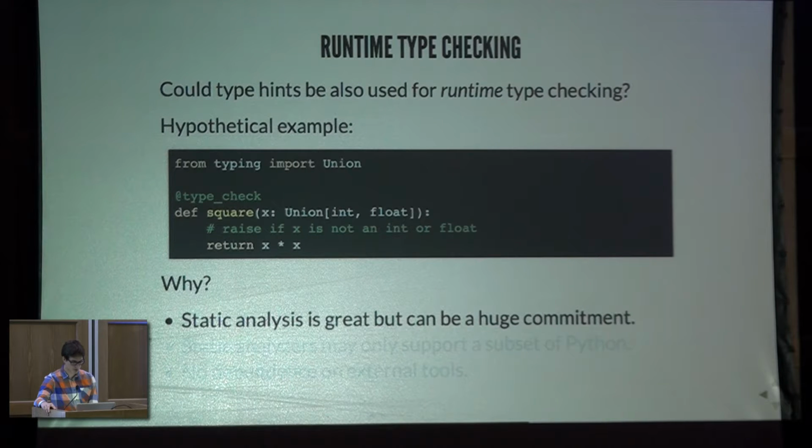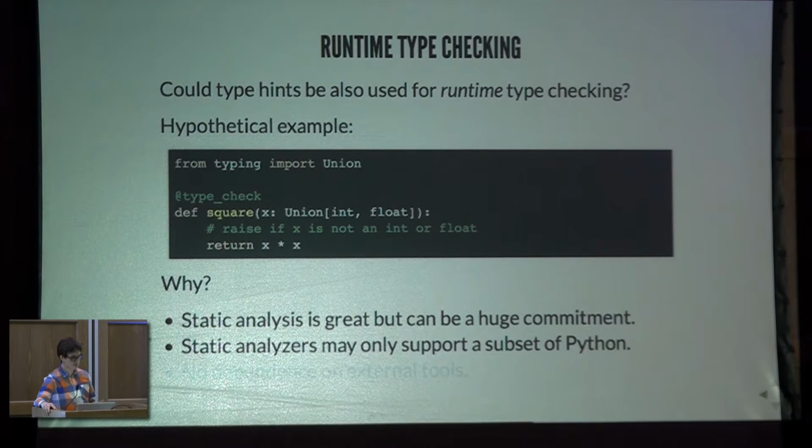So trying to go from 0 to 100% with static analysis is pretty hard. Another problem is that static analyzers don't actually run your code. So if you're being too smart with metaclasses and stuff like that, then this could trip them up, and that's what happens. And the third reason is maybe you don't want to depend on external tools. You don't want to depend on someone having to run MyPy or PyType on your source code.